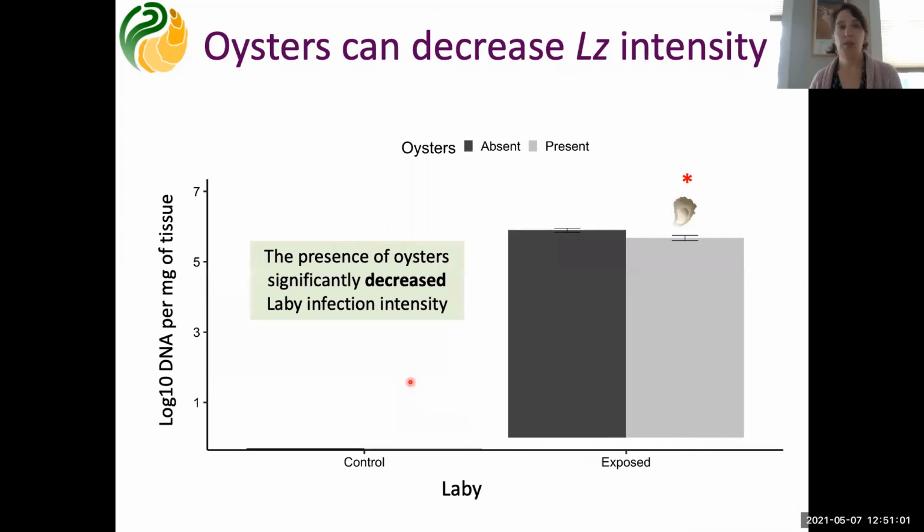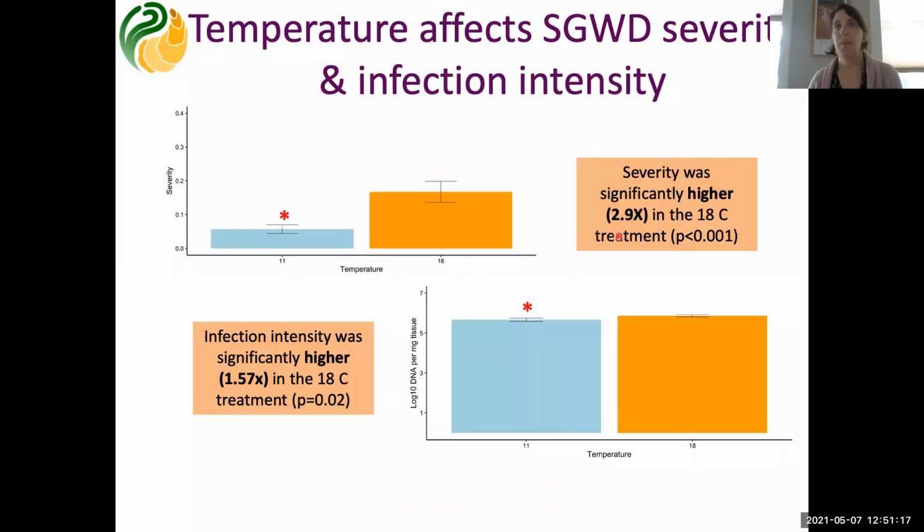Secondly, using qPCR, she also saw within the tissues that the presence of oysters significantly decreased Labby infection intensity. And I know that this seems small, but this is a log scale, and this data is in fact significant. I didn't show temperature previously. There was no interaction with temperature. However, temperature also impacted the relationship. So severity was significantly higher, as well as infection intensity, at the higher temperatures, as expected.